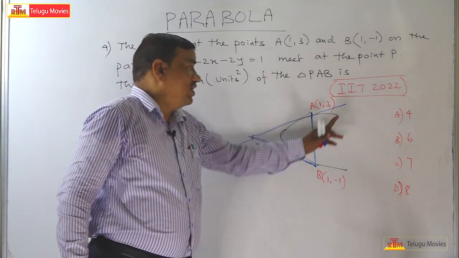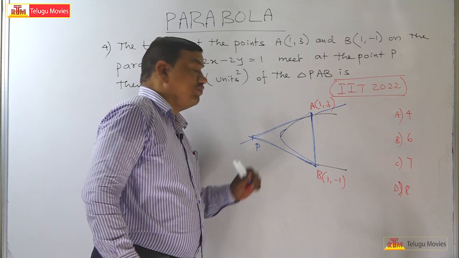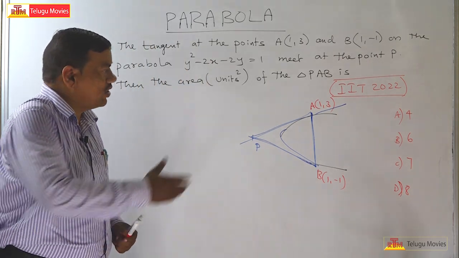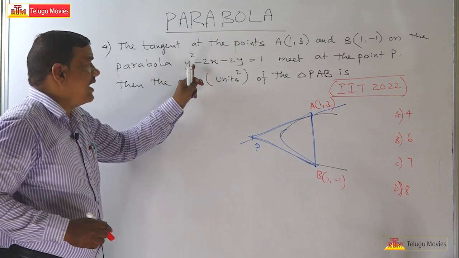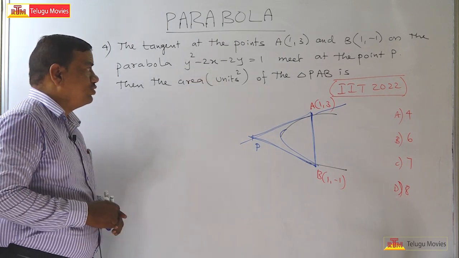Already we know that a value is 1 by 3, b value is 1 by 1. So if you find out P, the problem is over. Now for that we have to find out the equation of the tangent at A. So here it is a parabola: y square minus 2x minus 2y is equal to 1.